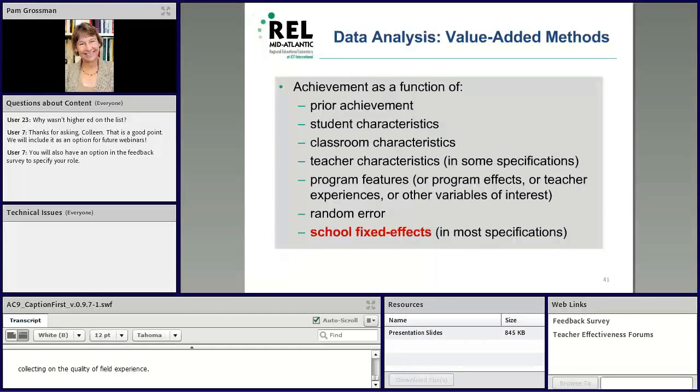In the data analysis, we did rely on value-added measures where we looked at student achievement as a function of the student's prior achievement, the student's characteristics or demographics, the characteristics of the classroom, which also included the characteristics of other students, teacher characteristics, so that might include, for example, their score on the certification test, and then these program features that we were documenting, and some specification of error. In most cases, we were looking at teachers in the same school who came through different pathways. So we were trying to control for the effects of teaching in particular kinds of school settings. So we used school fixed effects.